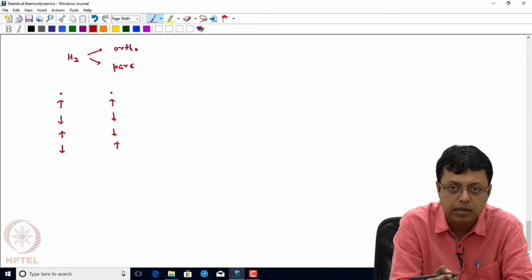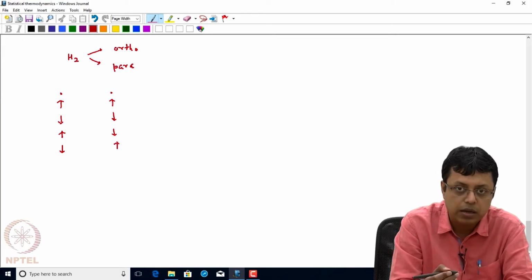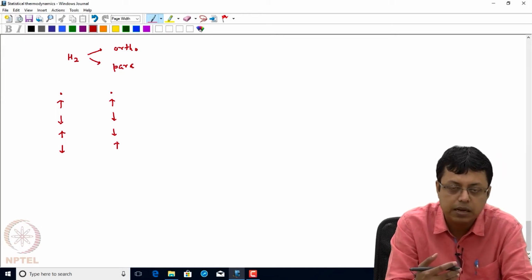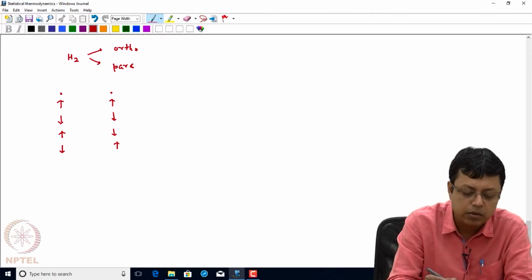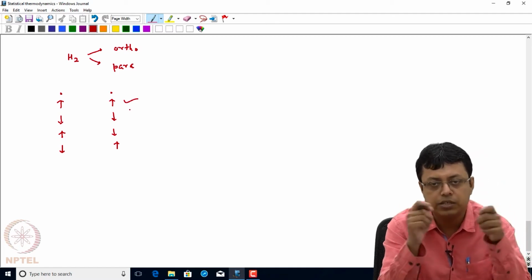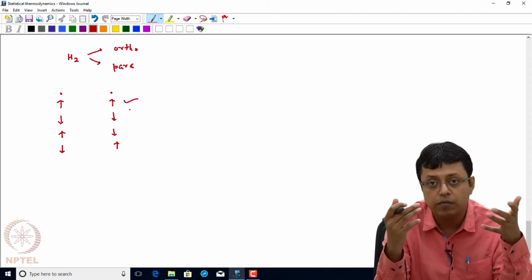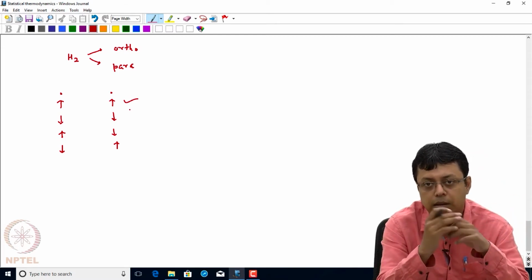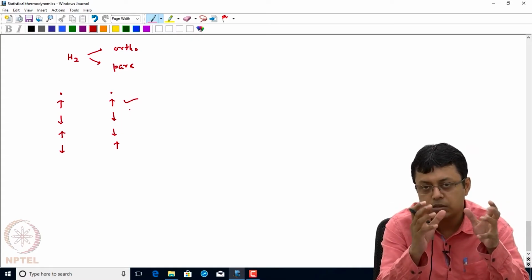Again, the protons being fermions, these are basically indistinguishable particles, so according to Pauli's exclusion principle, you will get a total of 4 combinations, so basically 4 states. And what are those 4 states? You can see that after interchange of any two nuclei, we must look at the total wave function. First let us focus on the spin part.